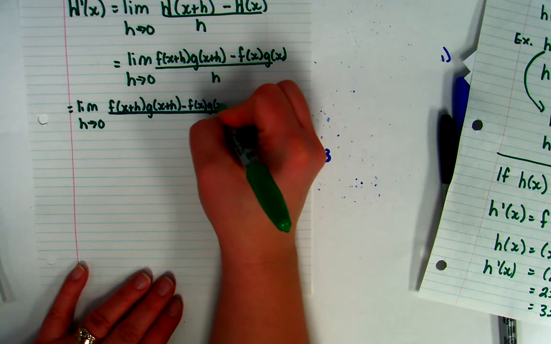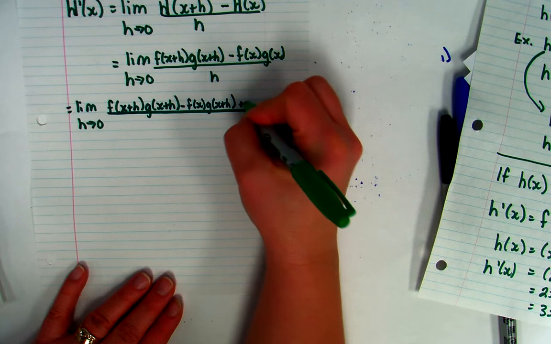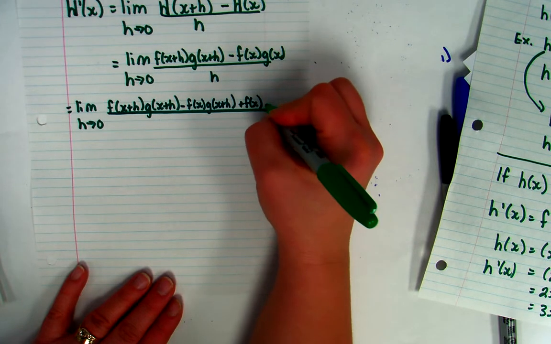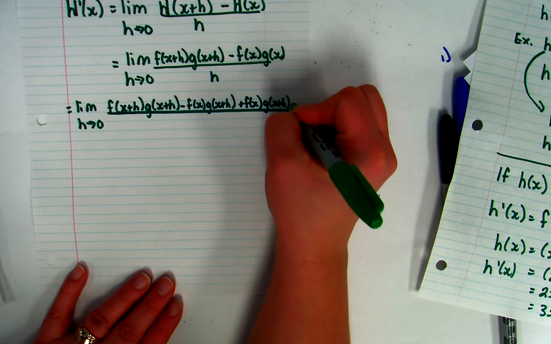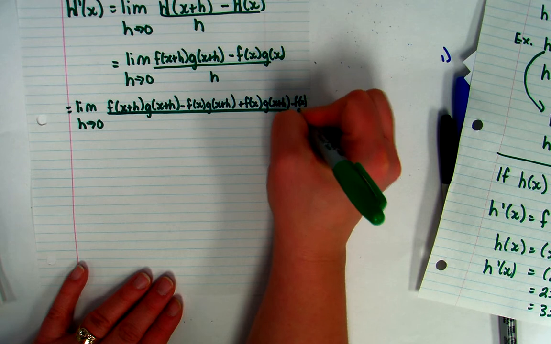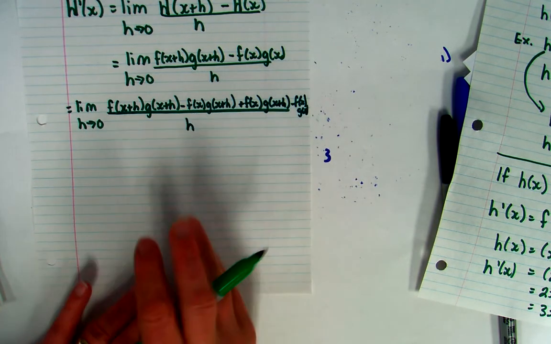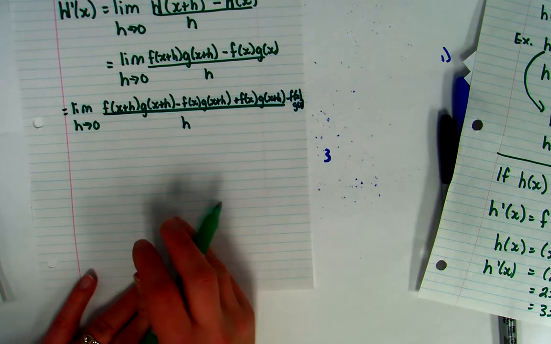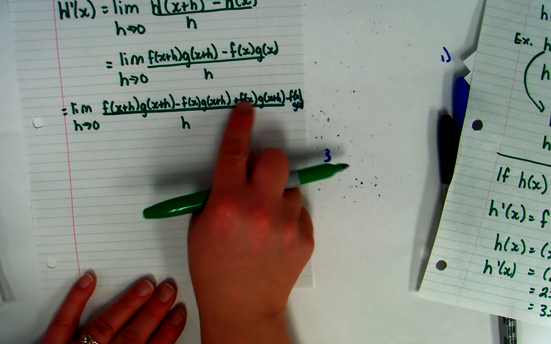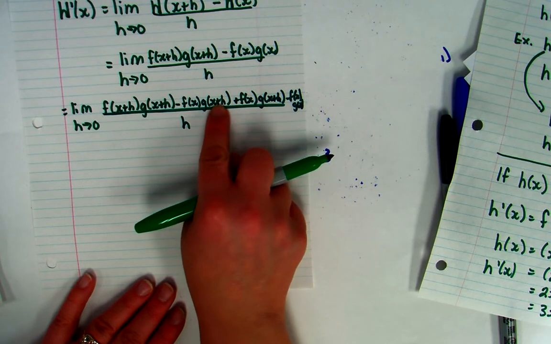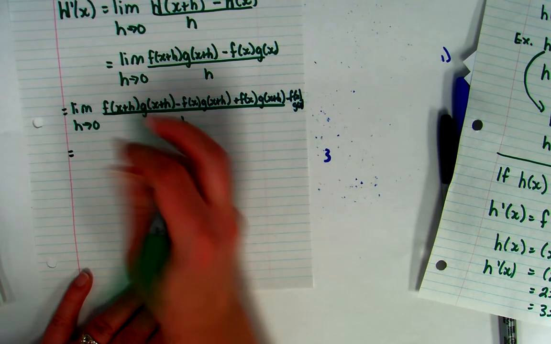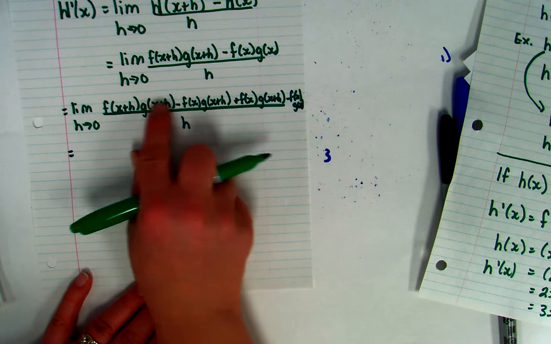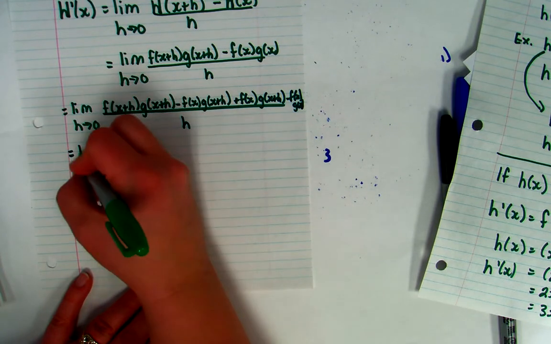f at x times g at x plus h. So then I have to do plus f at x times g at x plus h minus f at x times g at x. And that's all over h. The reason I did that, and again, I would never expect you to know to do that 0 on your own, but by doing that, these first two things have a g at x plus h common.